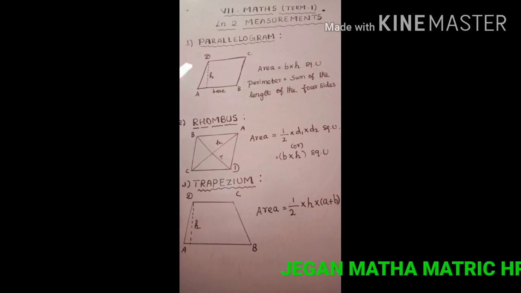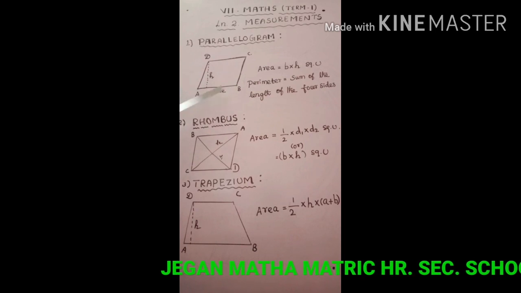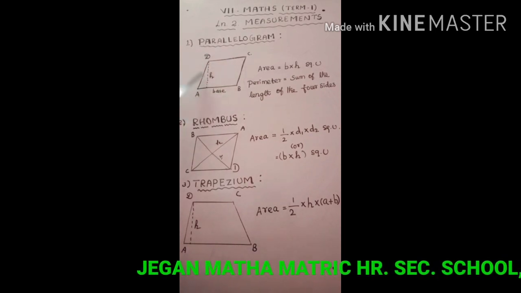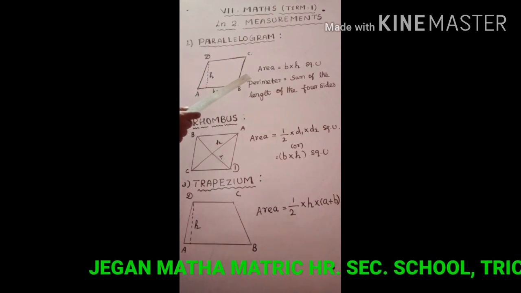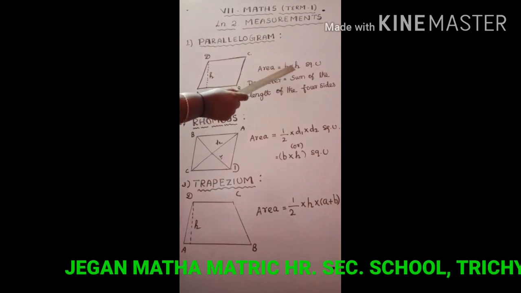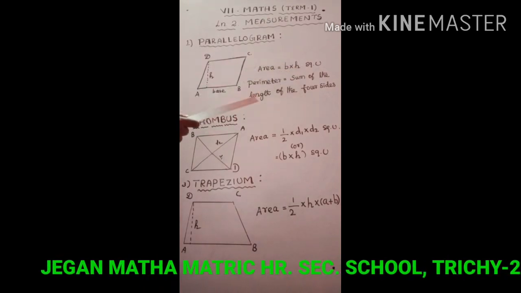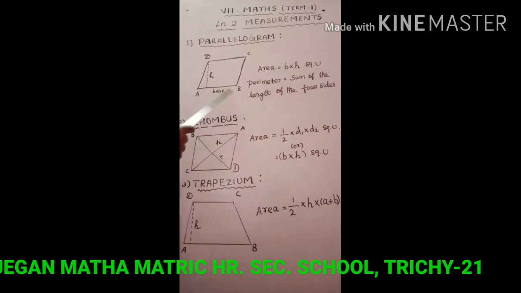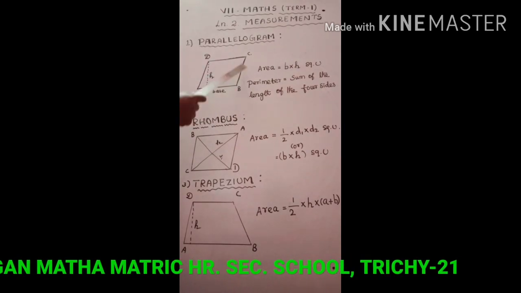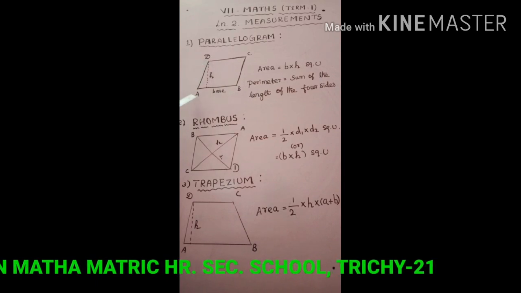The first shape is the parallelogram. A parallelogram is a four-sided closed shape in which opposite sides are both parallel and equal. Here, ABCD is a parallelogram. Then AB is parallel to CD and AD is parallel to BC. So, the area of the parallelogram is equal to base multiplied by height square units. And also, the perimeter of a parallelogram is the sum of the lengths of the four sides, that is AB plus BC plus CD plus DA.